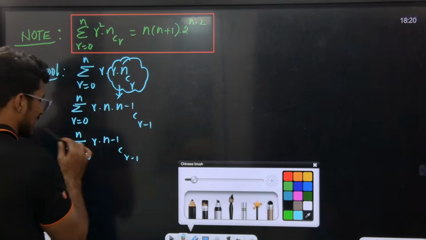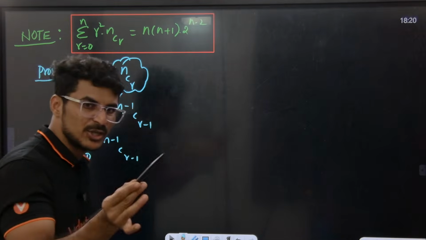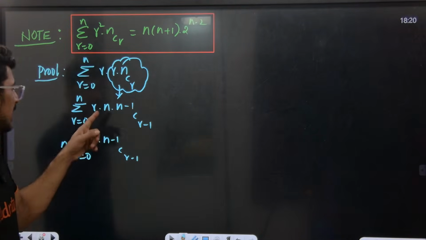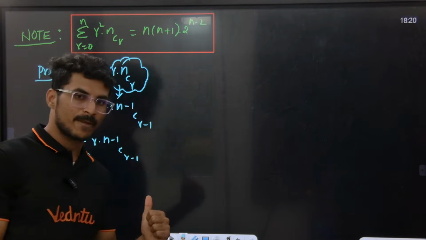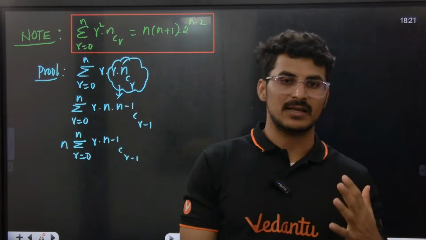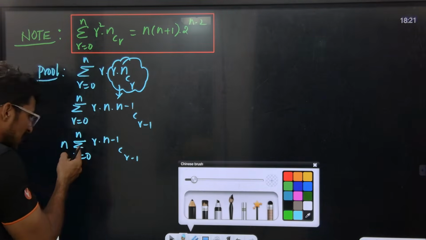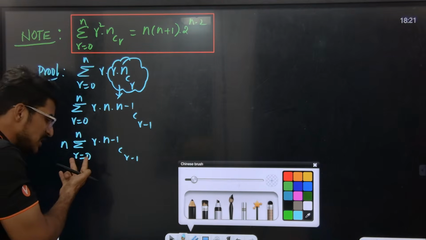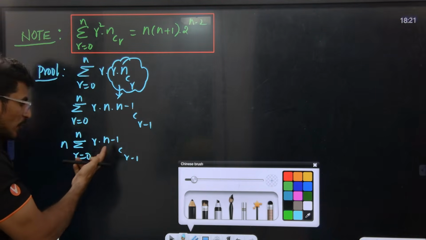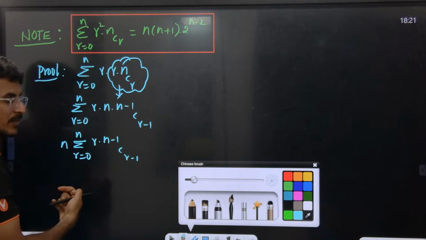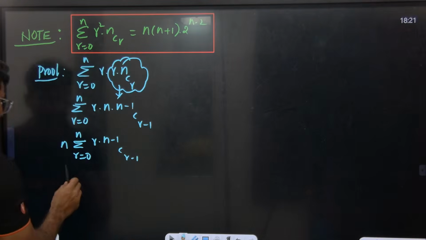Sir, why are you writing this in front? Why do we need to shift this n to the front? What is the reason for shifting n to the front? The reason behind that is simple. Sigma r is equal to 0 to n is there, so it starts at r is equal to 0. Now we need to write the function in terms of r only. Understood? Yes or no? Exactly sir.